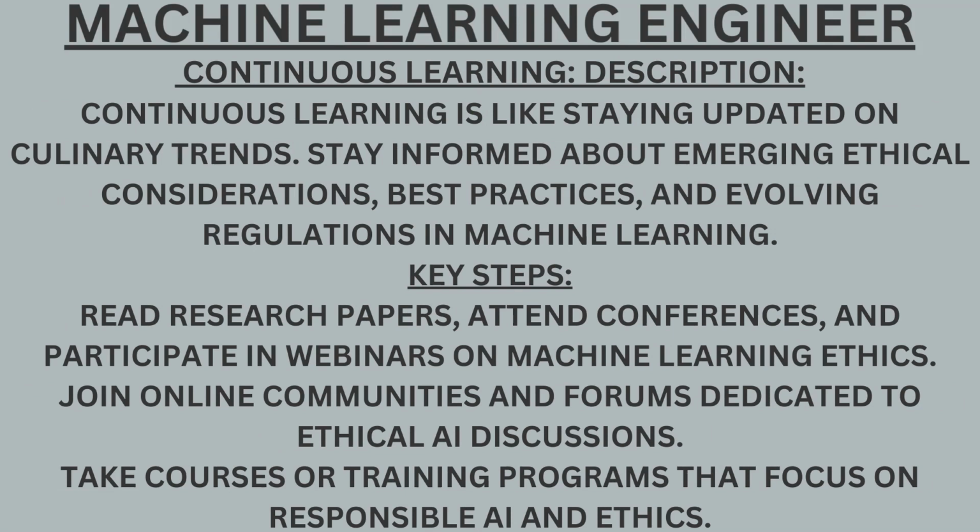Continuous learning. Description. Continuous learning is like staying updated on culinary trends. Stay informed about emerging ethical considerations, best practices, and evolving regulations in machine learning. Key steps. Read research papers, attend conferences, and participate in webinars on machine learning ethics. Join online communities and forums dedicated to ethical artificial intelligence discussions. Take courses or training programs that focus on responsible artificial intelligence and ethics.